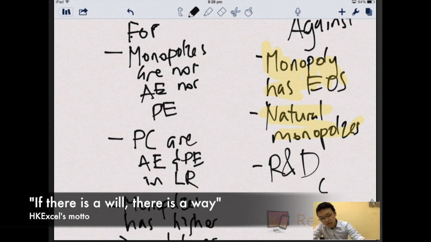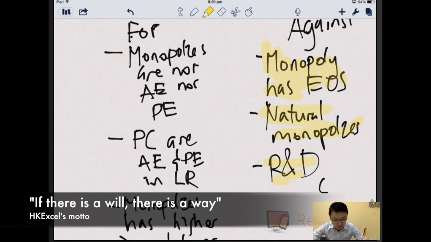The final argument I would say is research and development. That's something that only monopolies could do, and perfect competition could not. Why is that? It's because monopolies, as you know, can make abnormal profits in the long run, right? Abnormal profits in the long run. The reason is because there are high barriers to entry that block other firms from entering the market. This means that other firms could not compete for the monopoly's abnormal profits, so they can keep on making abnormal profits in the long run.